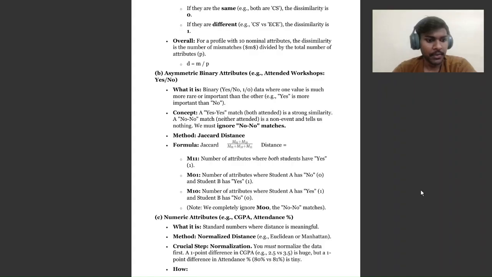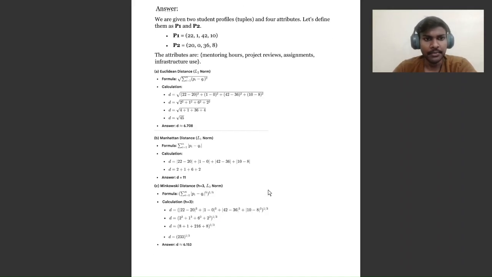Third is numeric attributes. Examples include CGPA or the attendance percentage in our college day-to-day. Here we first normalize the data so that attributes with large scale do not dominate. After normalization, we compute distance using methods such as Euclidean or Manhattan.